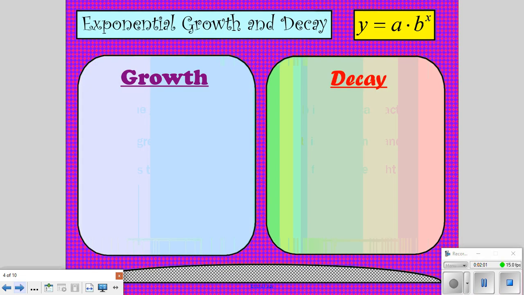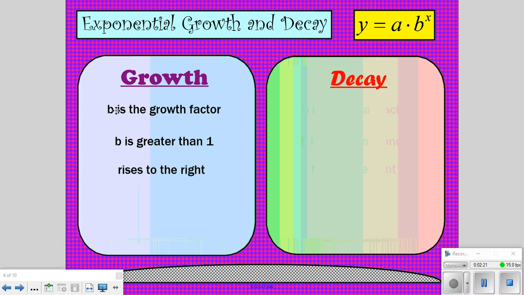Next up, we have exponential growth and decay. We can have things that grow exponentially, and we can have things that decay exponentially. As far as exponential growth goes, your b value is the growth factor. Your b must be greater than 1. And as your graph goes to the right, the exponential function is going to be rising, something like this. So as it goes to the right, notice it's going up faster and faster. In this case, we might have an asymptote right here. We don't know exactly what it is, but as you can see, it's a line that our graph gets closer and closer to, but it never touches.